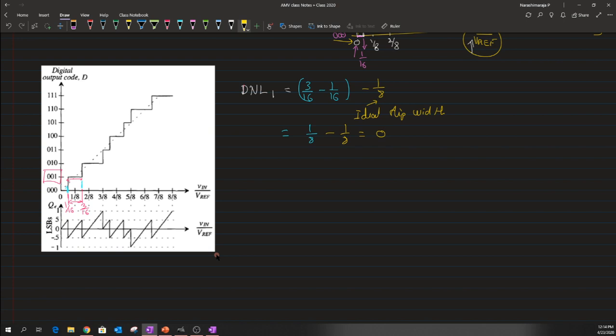Similarly, one can also measure the widths in this particular way and then get these error values.